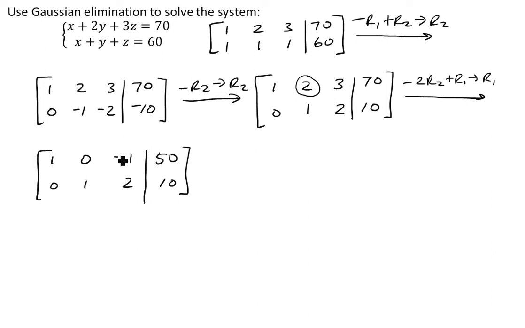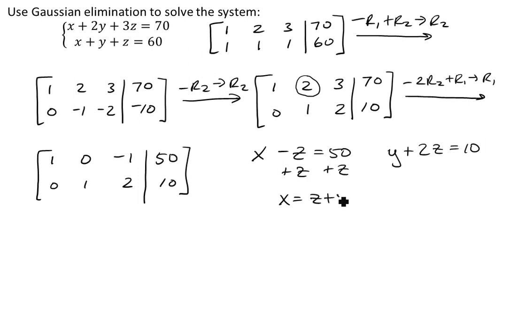And now going back to the corresponding equations, this top row says 1x, or just x, minus z equals 50. And the second row says y plus 2z equals 10. So I can solve this first equation for x by adding z to both sides. So I get x in terms of z. And I can also get y in terms of z by subtracting 2z from both sides of the second equation.